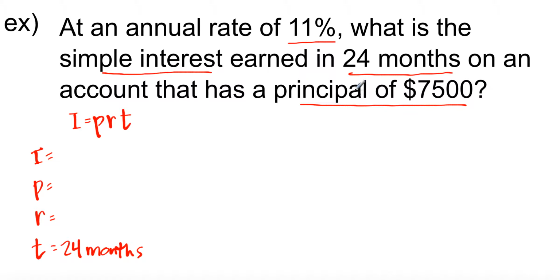All right, and then I think it's kind of obvious down here, the last part of this sentence, the principal of $7,500. Principal is the amount you start with, because when we're earning interest, we're earning money on this money that we've put in savings. So our principal here is $7,500.